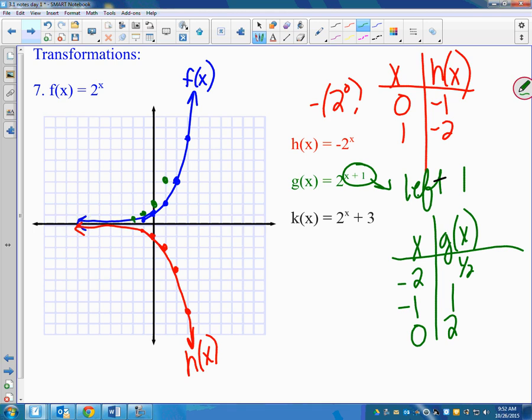So we've just shifted it over. It's still growing. It's just a little bit off now from the other one, which is hard to do when you don't have colored pencils or something to show that on your graph. And then the last one really quick, what does it mean when you add or subtract a number outside the function?